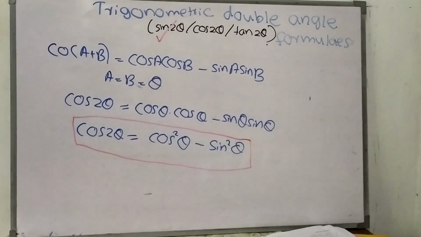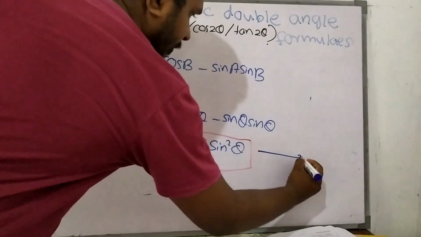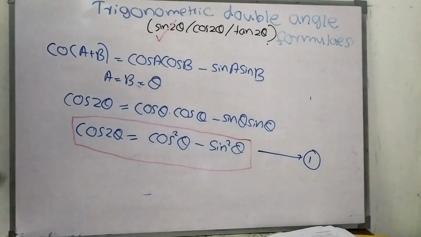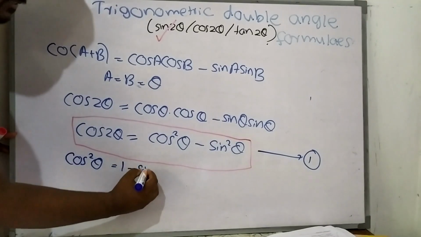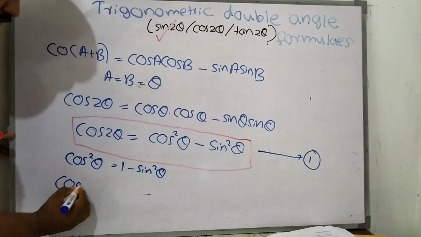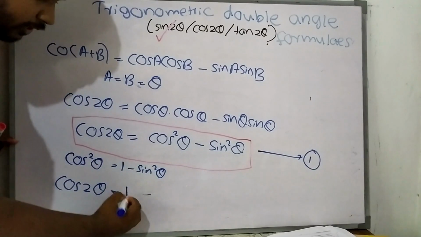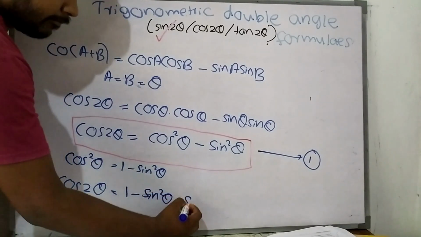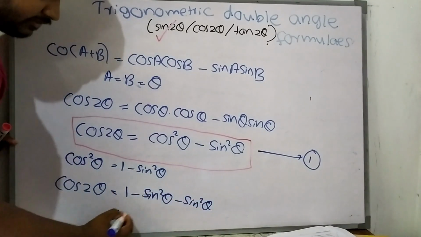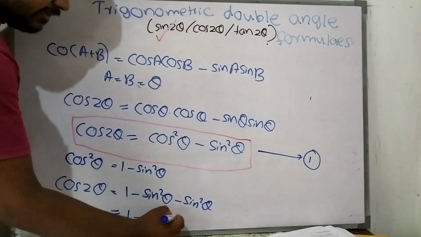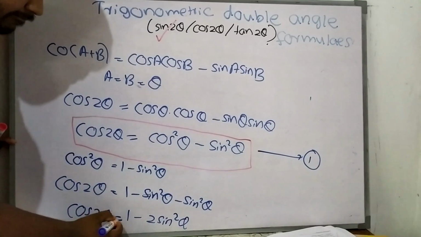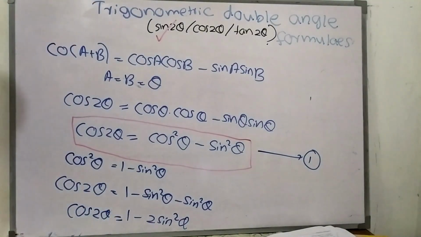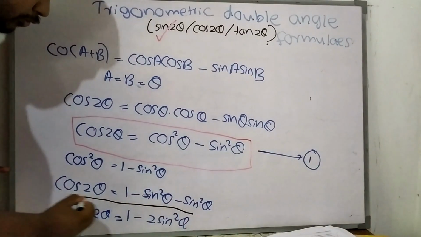In trigonometry, cos 2 theta has another 3 formulas. So this is the first equation, cos 2 theta = cos square theta minus sin square theta. After that, I substitute cos square theta as 1 minus sin square theta. Then cos 2 theta will be 1 minus sin square theta minus sin square theta, which is 1 minus 2 sin square theta. So this is the second formula of cos 2 theta.